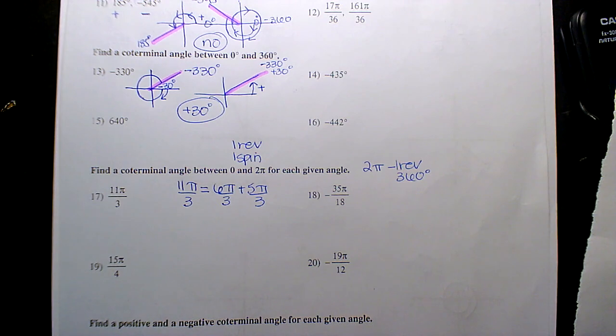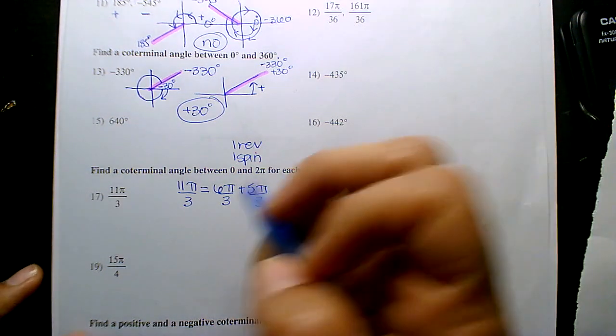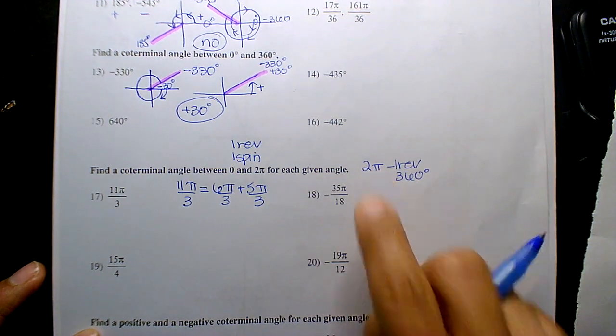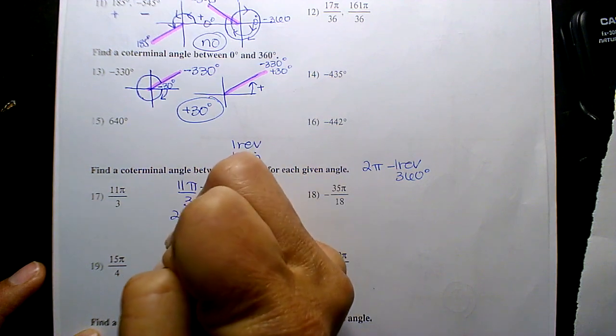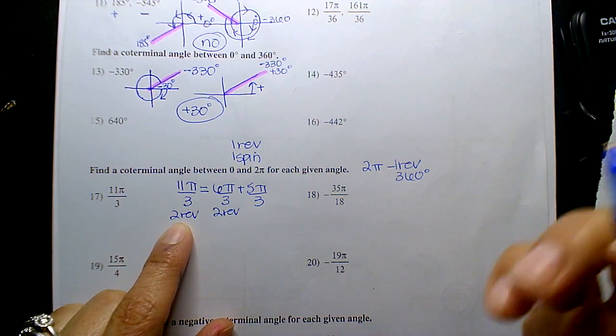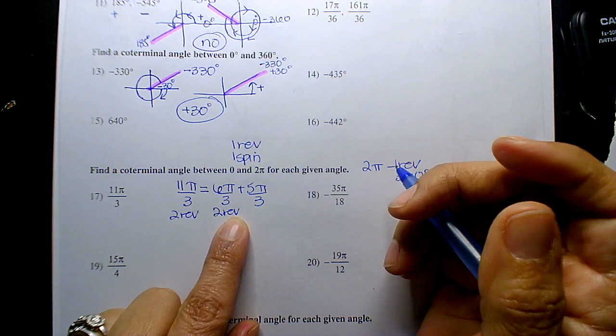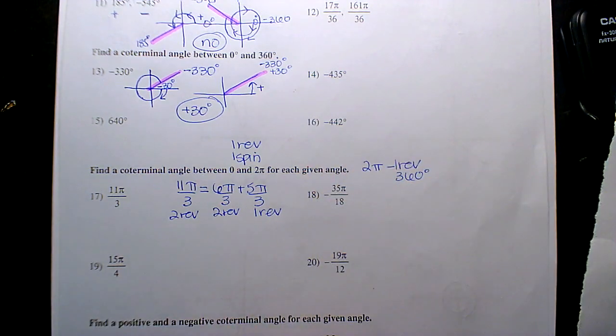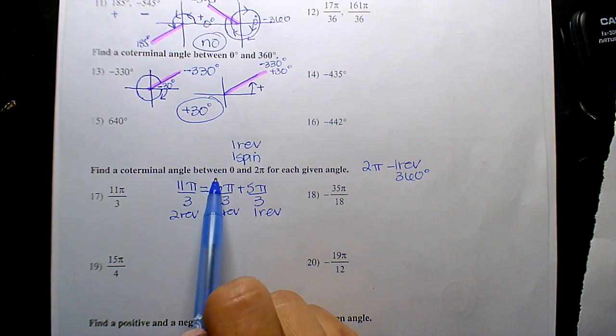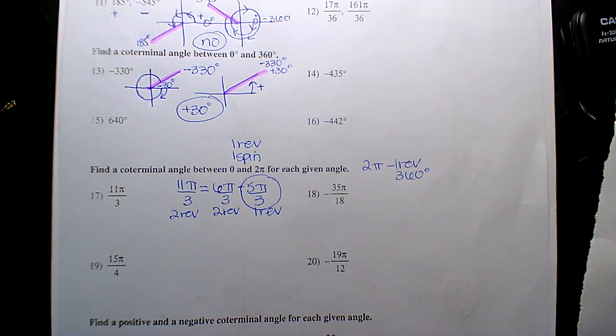Okay, so 11 pi over 3 is 2 revolutions, right? Because look, this is 1 complete 2 pi. So this is a second revolution, so this is 2 revolutions, 2 spins. I'll take it to degrees in a second. This is the second revolution, this is the first revolution. So if I want a coterminal angle between 0 and 2 pi, this is your answer. Remember, you guys are working with fractions and denominators. Does it make sense to you?